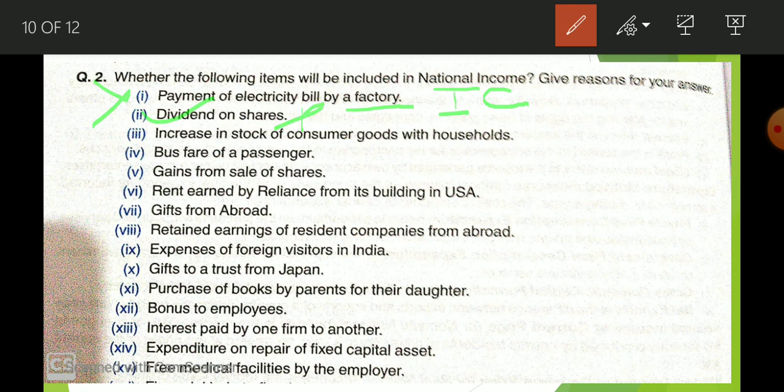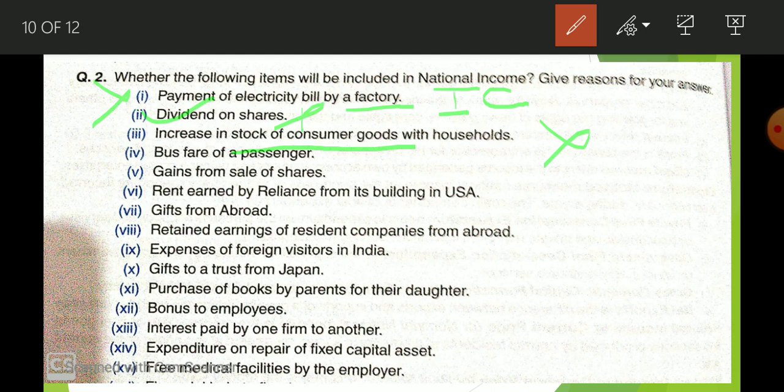Now third is, sorry, increase in stock of consumer goods. So it is not included. Why? Because when a consumer purchases goods, they are used by the consumer in the same year. If you purchase biscuits, it doesn't mean you are not going to eat them in 2021. Whatever consumer goods you purchase, you are going to use from this year. That is why it is not included in national income.